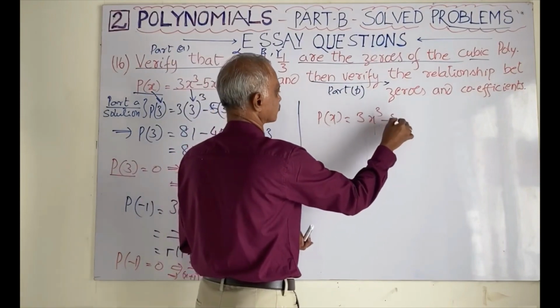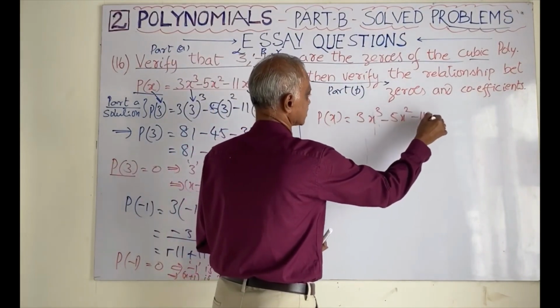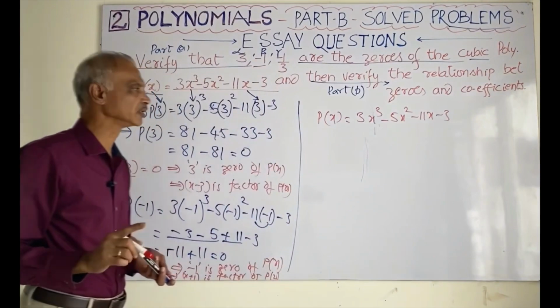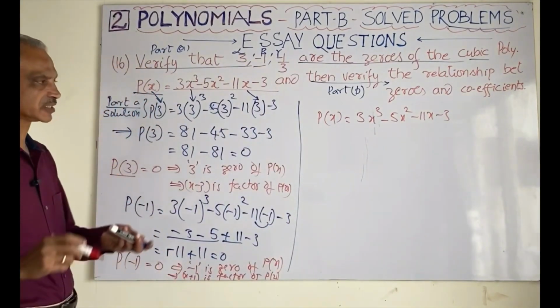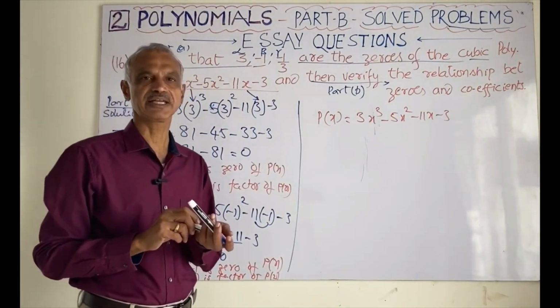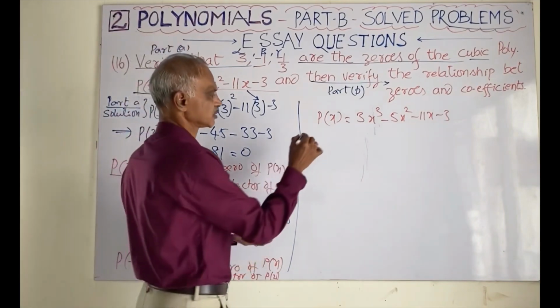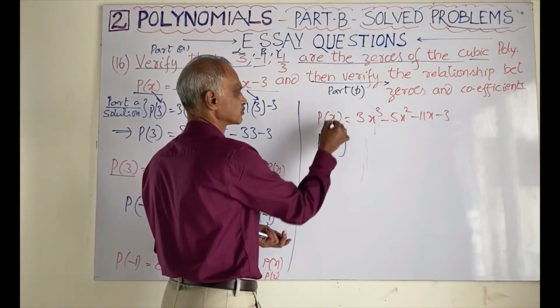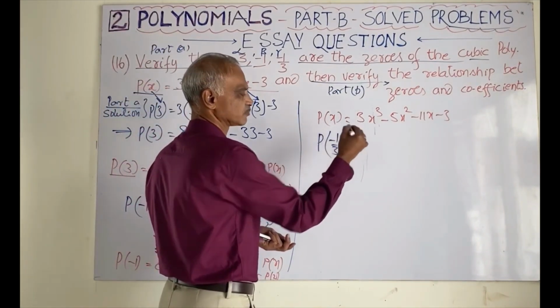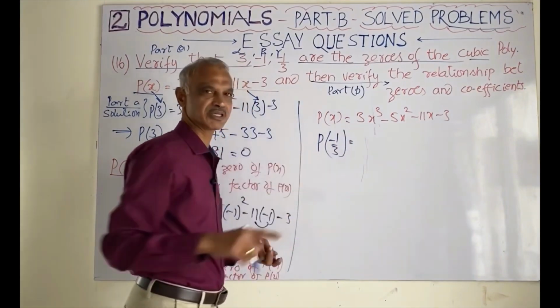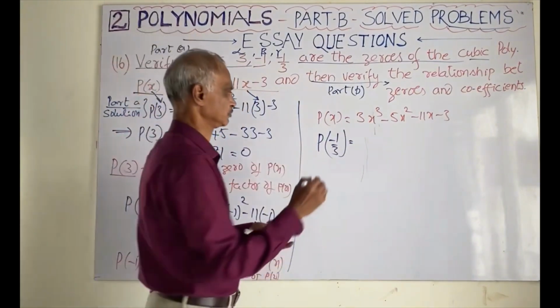Now P of x we have 3x cube minus 5x square minus 11x minus 3. What is the polynomial we have? 3x cube minus 5x square minus 11x minus 3. We have to substitute minus 1 by 3 in place of x. We have to show P of minus 1 by 3 is equal to 0.